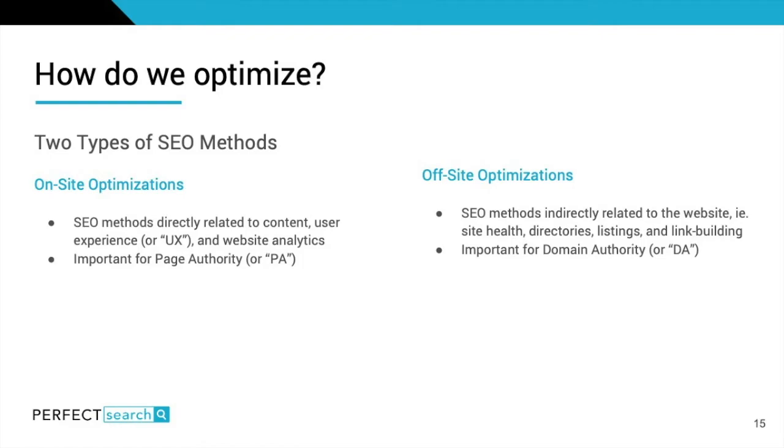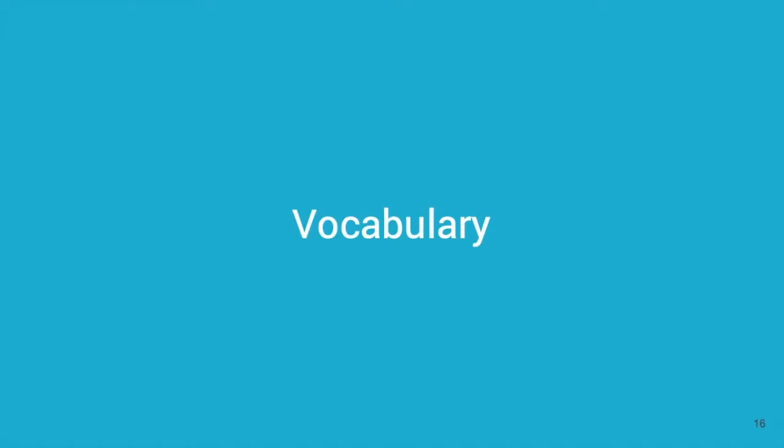And then on the other side of that, we have off-site optimizations. So this is any optimization indirectly related to your website, whether it be building those quality backlinks that we talked about, being listed on directories, improving your site health. And this is important for domain authority. So similar to page authority, it's on a scale of 0 out of 100, but it looks at your domain as a whole.